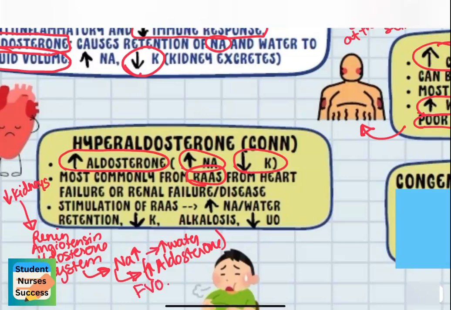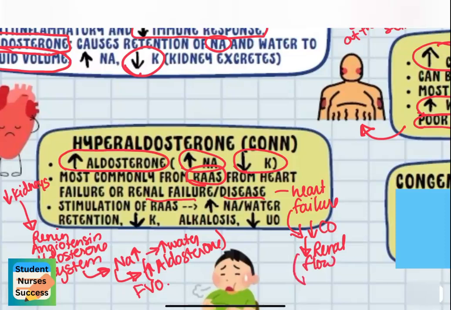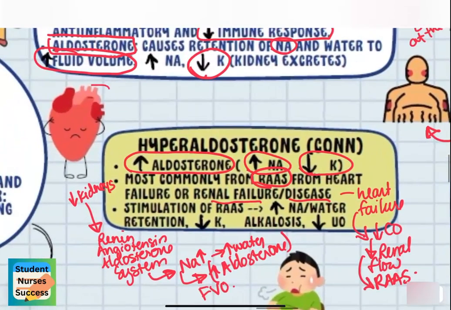Now we see this a lot of times happen in either renal failure or heart disease when patients are in heart failure. Because in heart failure, you have decreased cardiac output, and this leads to decreased renal blood flow, and that leads to the RAS system. So again, the biggest cause of Conn syndrome is either heart failure, which this little guy over here, or renal failure. Those are the two most common causes.